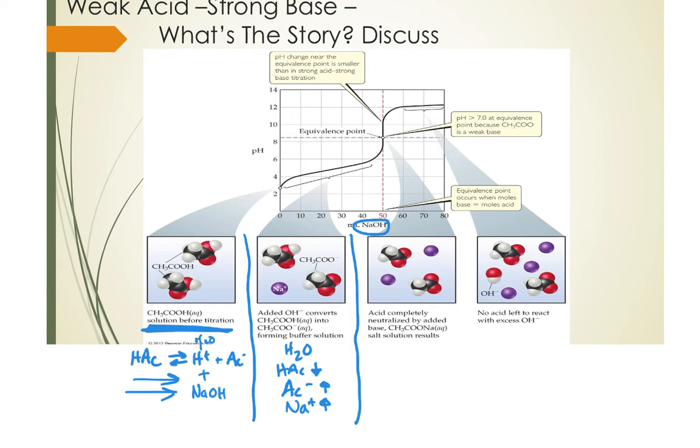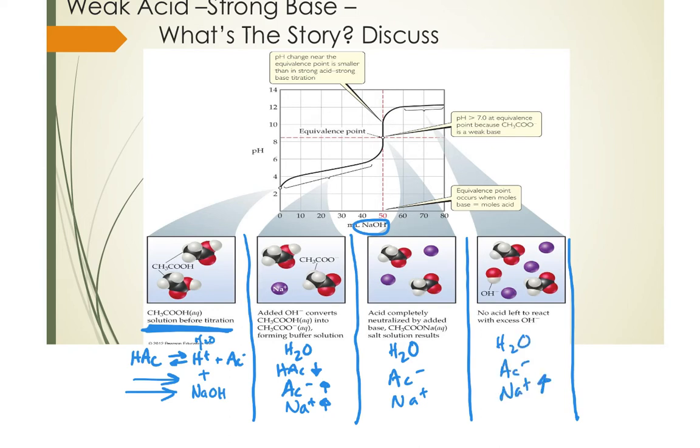Okay, so then once you get to neutralization, the HAC is completely gone at this point. So you end up with, again, all the waters that have been made. You end up with AC minus ions, and you end up with Na plus ions. Okay, then last but not least, you start adding more sodium hydroxide after that. There's no acid left to react with the excess NaOH, so you end up with H2O, AC minus, Na plus going up, and OH minus going up.